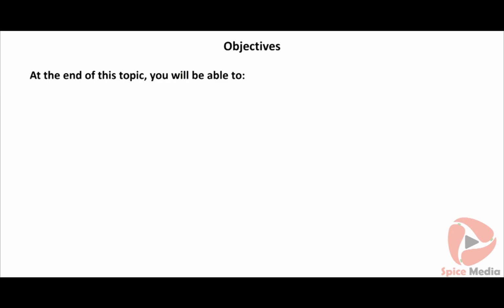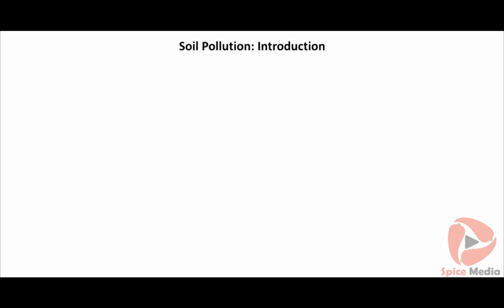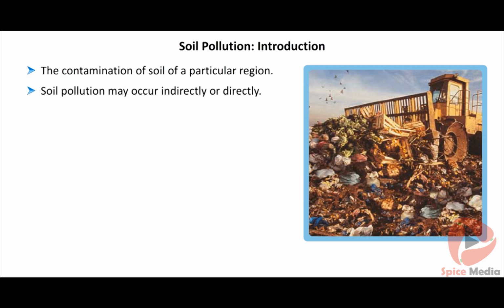At the end of the topic, you will be able to list down the causes of soil pollution, explain the effects of soil pollution, discuss the prevention and control of soil pollution. Soil pollution. Introduction. Soil pollution can be described as the contamination of soil of a particular region. Soil pollution may occur indirectly or directly.